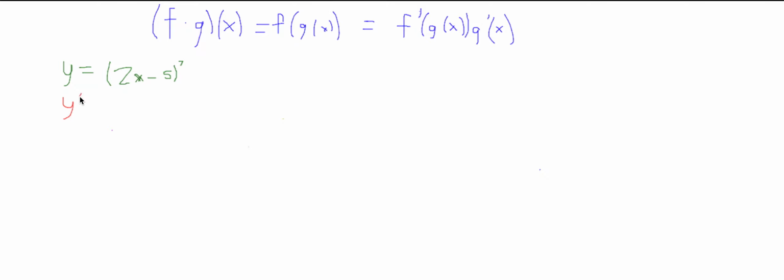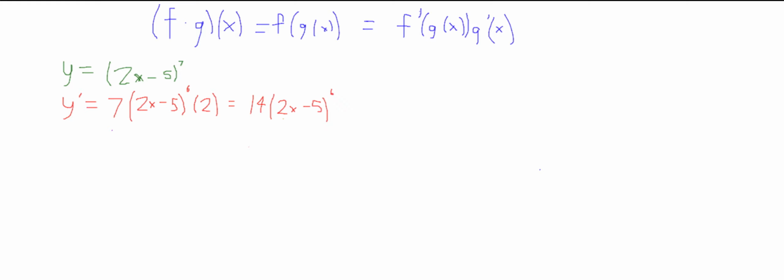So we write the derivative of y as y prime, and that will be equivalent to the outer derivative, so outer will be 7 times (2x minus 5), and then we subtract the exponent by 1 using the power rule, times the derivative of the inside. In this case, it's going to be times 2, and that can be simplified into 14 times (2x minus 5) to the 6th power.